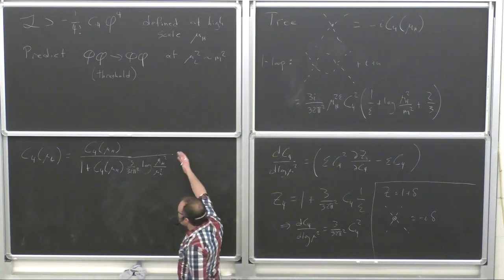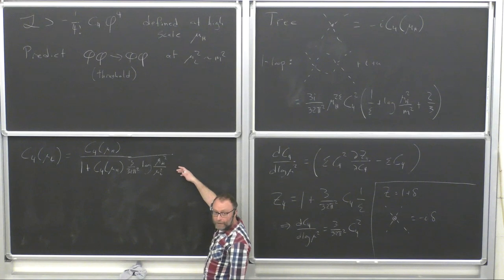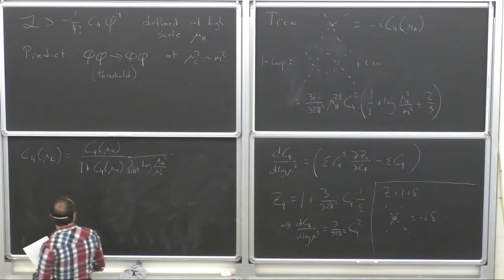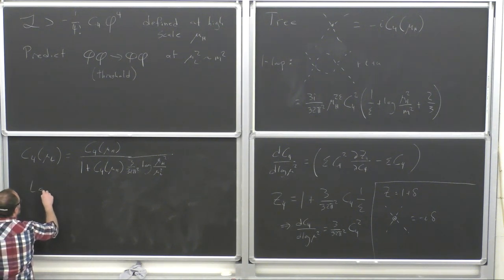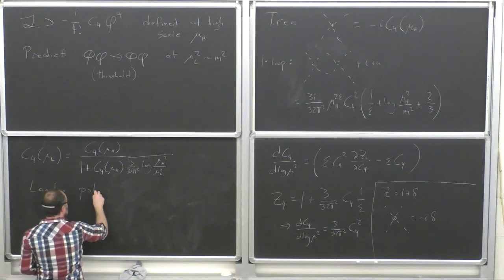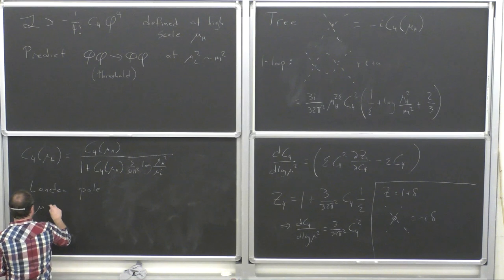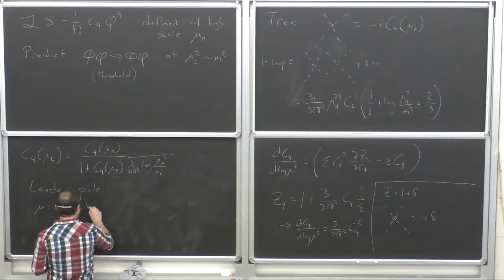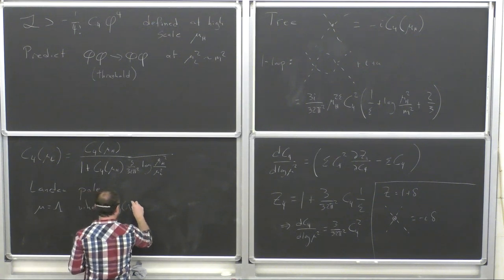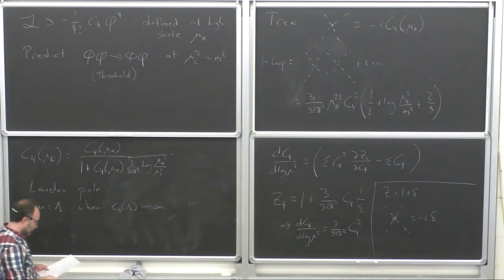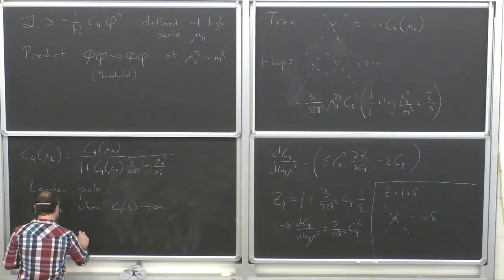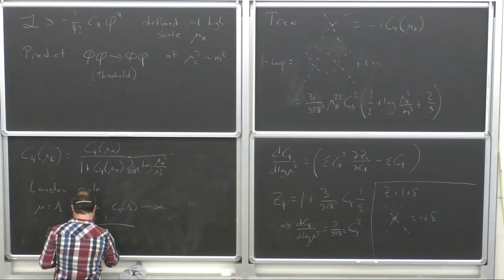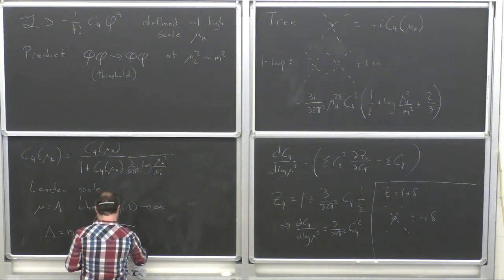So there's one little bit of physics that we can see here already, which is now that we have the running coupling, we can identify that there's a so-called Landau pole. So let's say mu equals lambda when C4 of lambda goes to infinity, okay? And you can solve for this lambda, you get M e to the 1 over 3 over 32 pi squared, C4 at M.